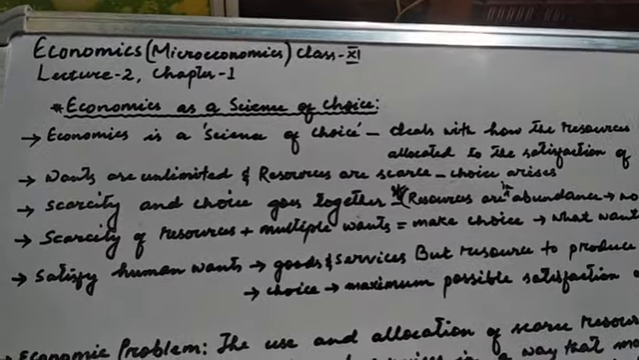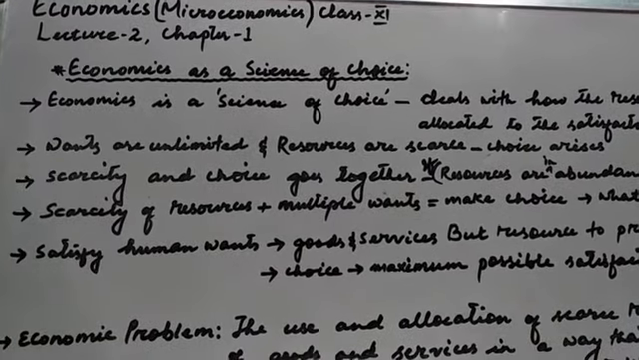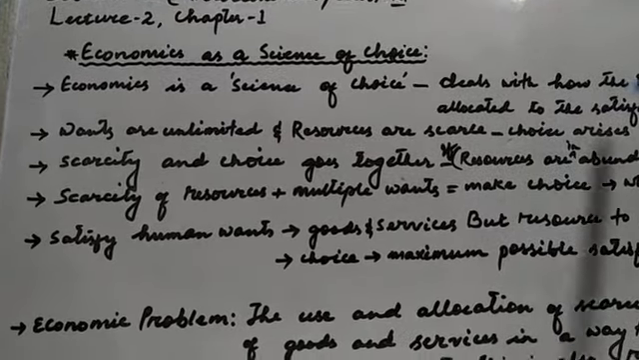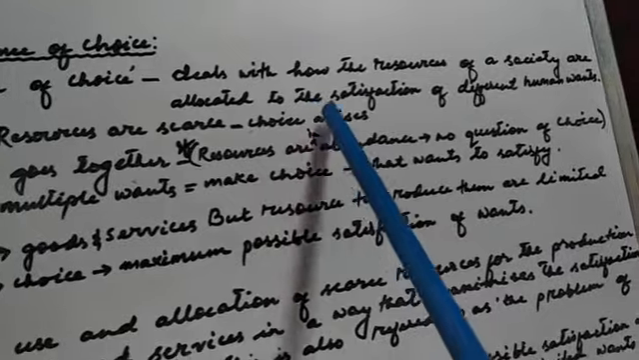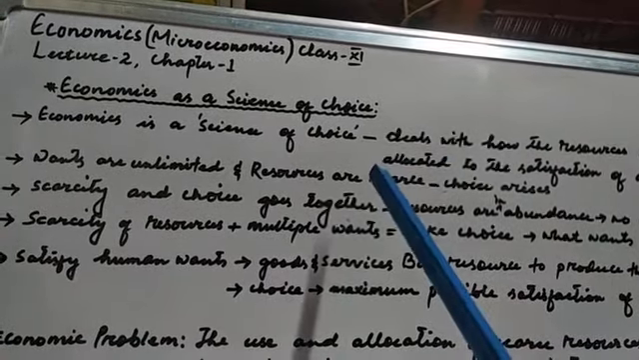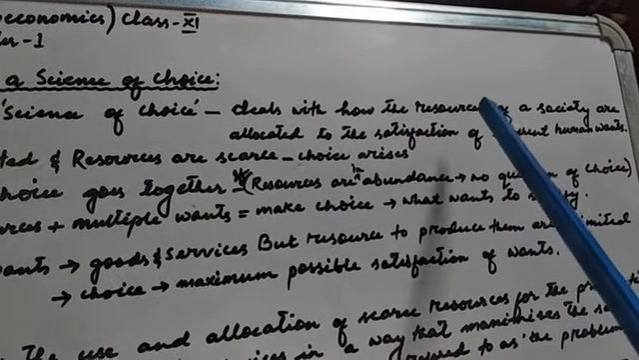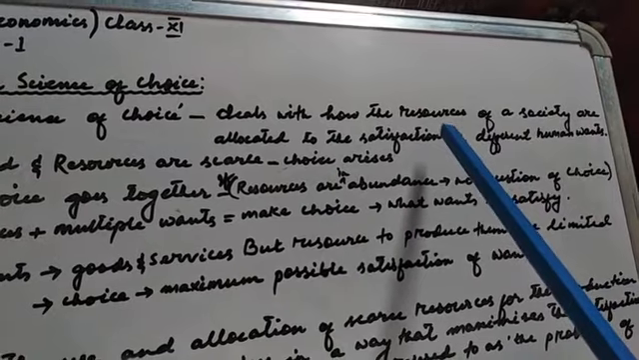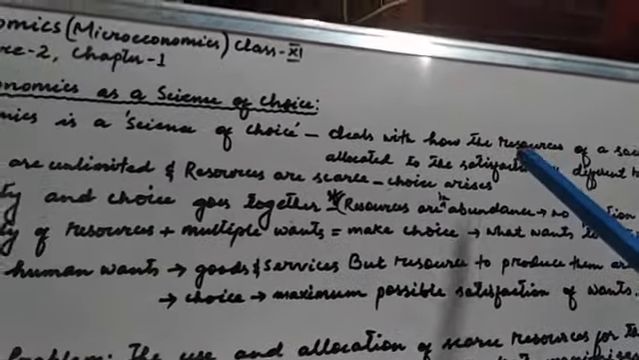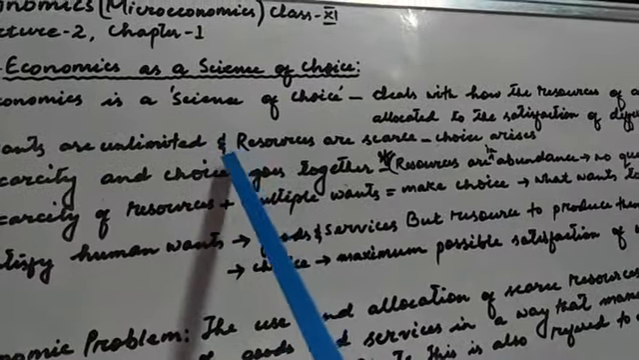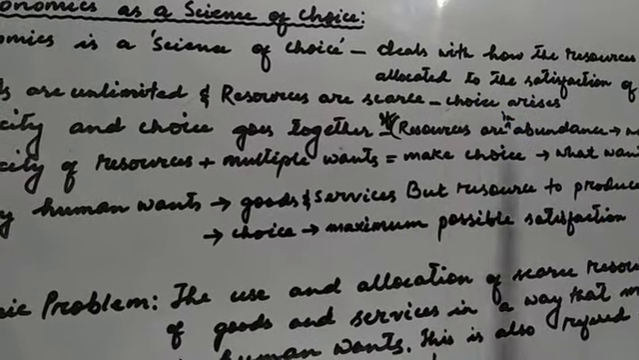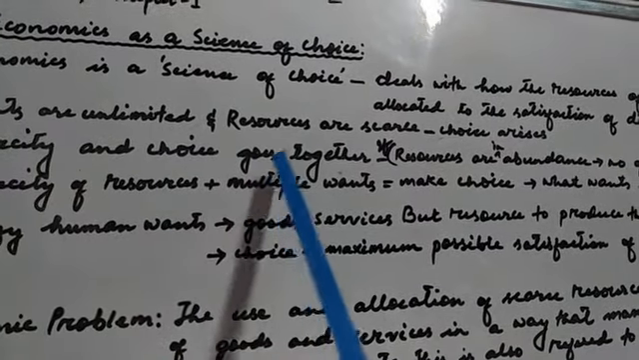It follows from the above discussion that economics is a science of choice. So what does it do? It deals with how the resources of a society are allocated for the satisfaction of different human wants. Since resources are limited, we have to allocate them so that maximum satisfaction of the different wants of the people is achieved. We have seen that wants are unlimited but resources are scarce, so the problem of choice arises here. We have to conclude that scarcity and choice always go together.